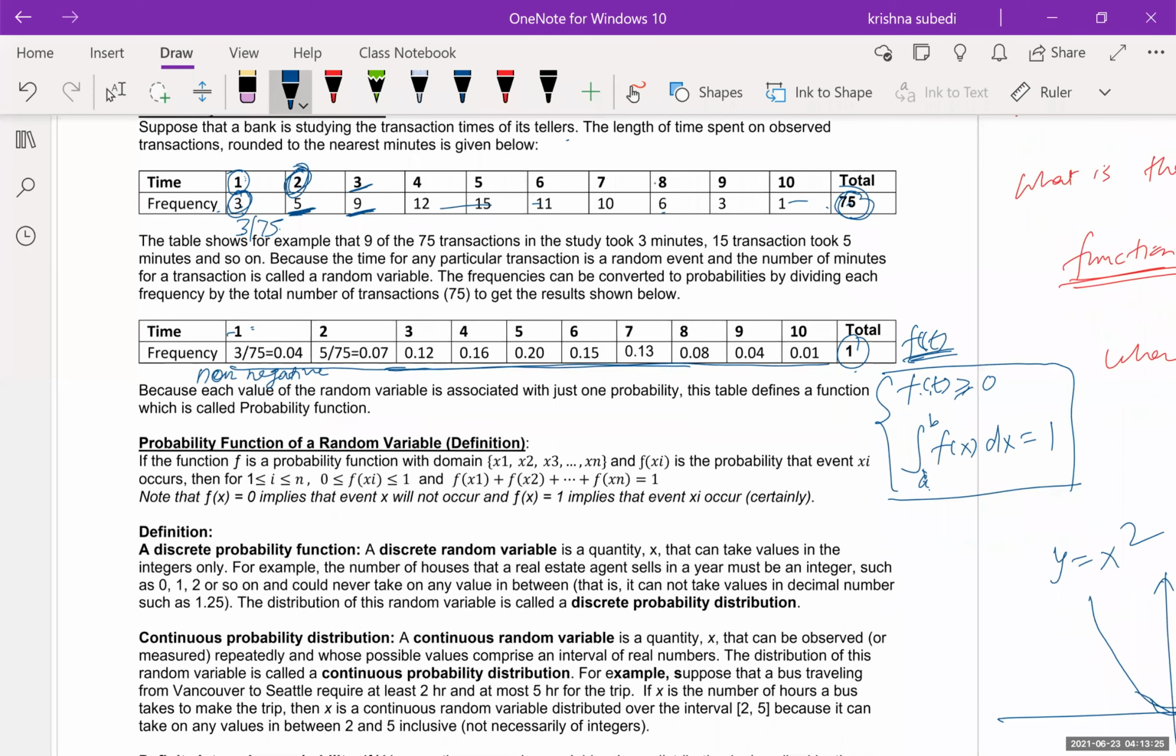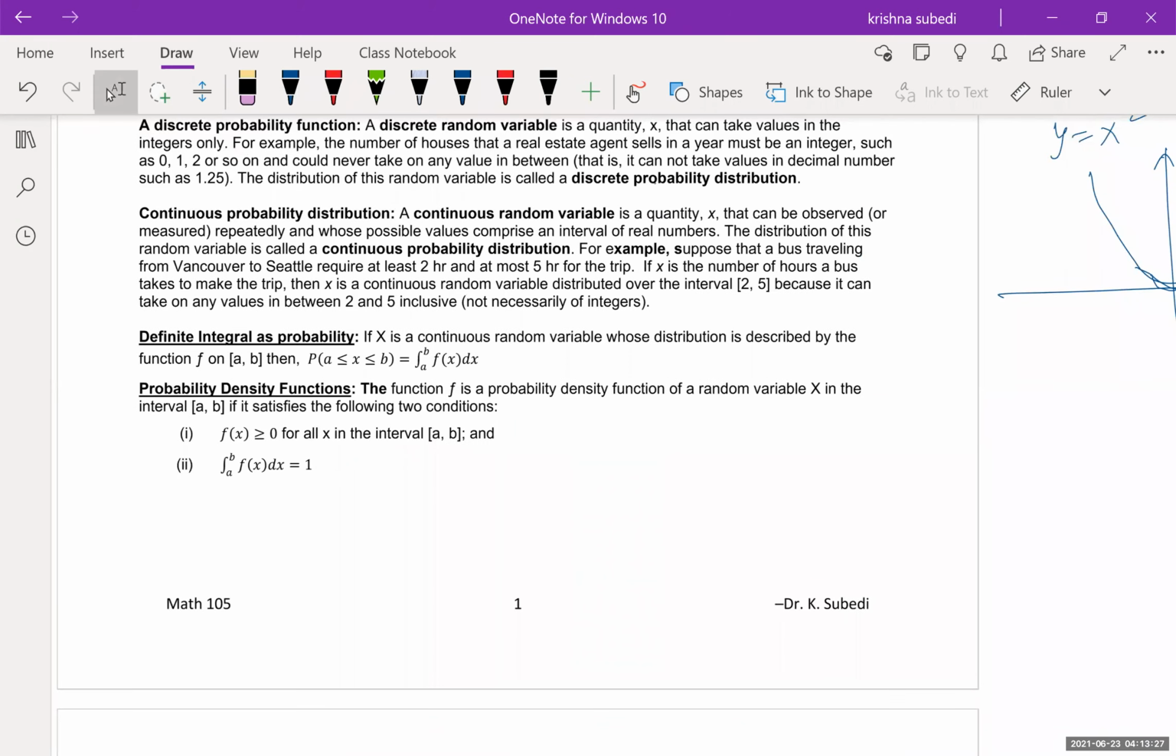Okay, let me repeat this. Here is the definition. Probability density function. The function f is a probability density function of a random variable x in the interval a b if it satisfies the following two conditions. f of x is greater than or equal to 0, which means it is non-negative, and then the total is 1.